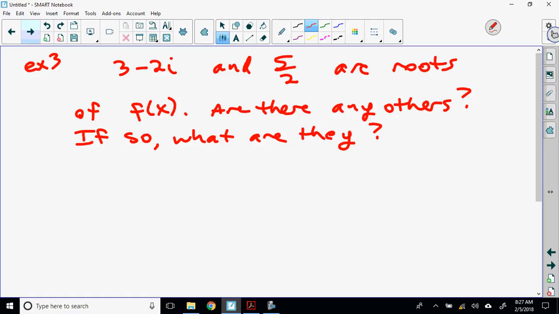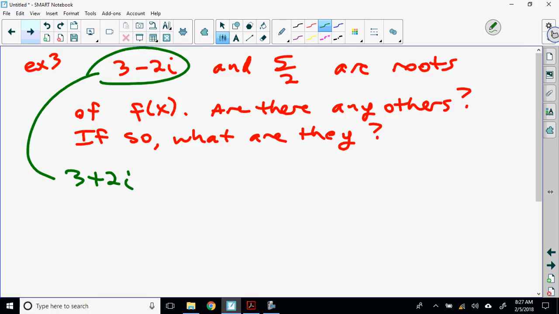Yeah, what are we thinking? Okay, we're thinking yes, there are. What are we thinking the other one is, or the other ones are? 3 plus 2i, because of, what kind of numbers are 3 minus 2i and 3 plus 2i there? Are those irrational or complex? Complex. So by the CCT, this is 2. By the complex conjugate theorem, 3 plus 2i is also. Are there any others?